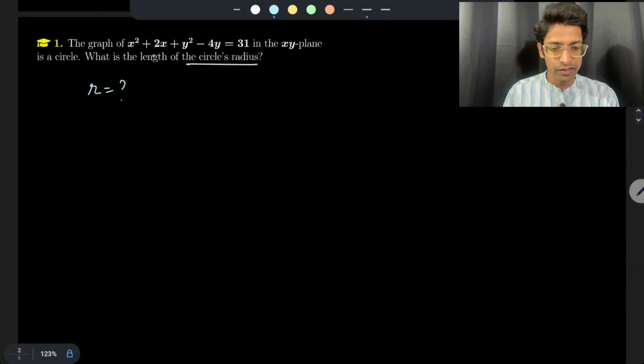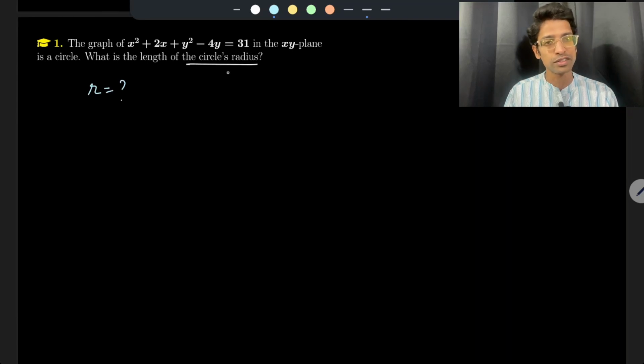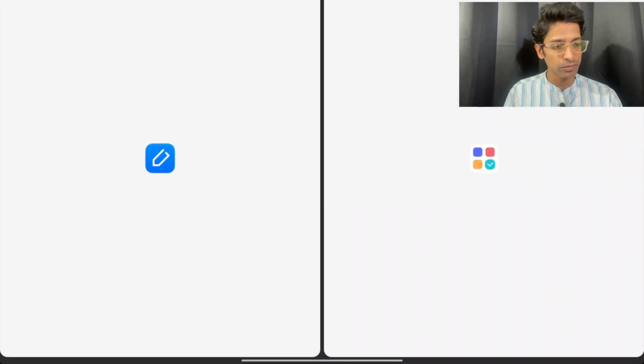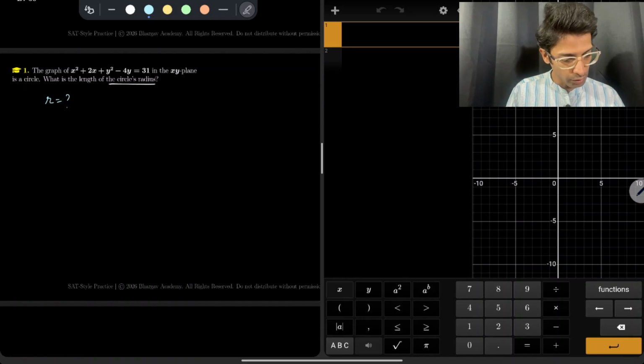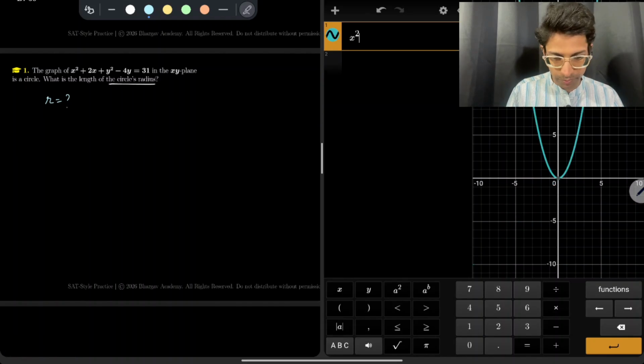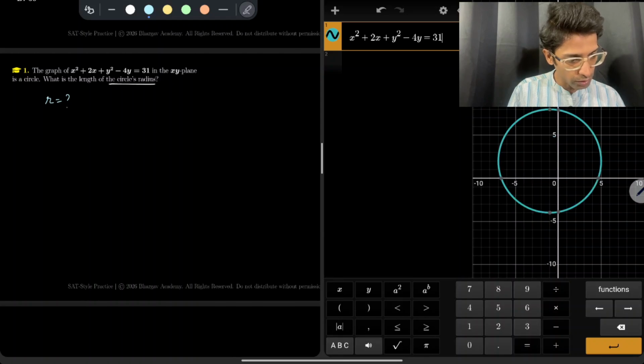The graph of x squared plus 2x plus y squared minus 4y equals 31 in the xy plane is a circle. What is the length of the circle's radius? Let's go to Desmos first and try to solve this problem there. Let's type this equation because that's exactly what you will do in the exam. Plus y squared minus 4y equals 31. So there you go, that is the circle.